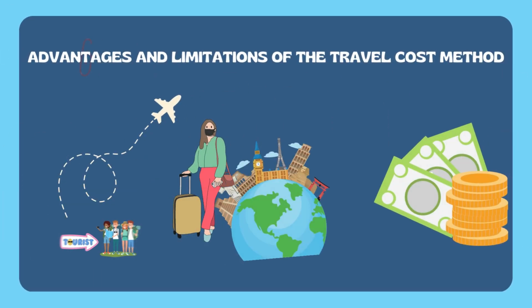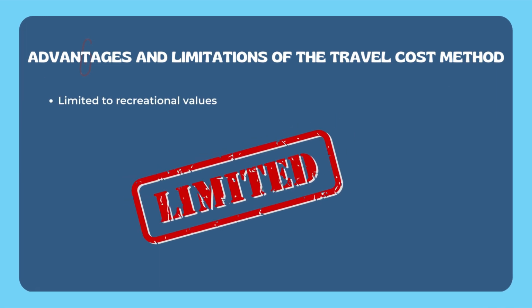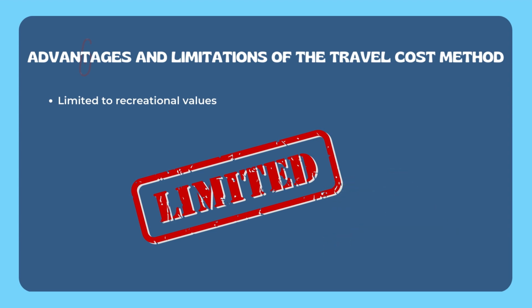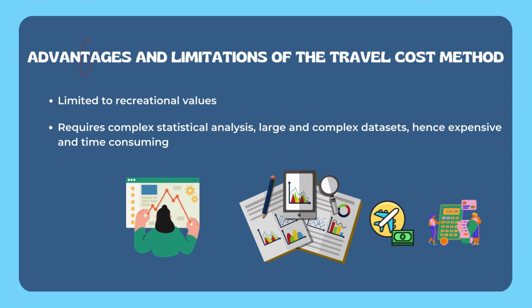Now, the travel cost method also has its own share of advantages and limitations. For example, the travel cost method is limited to recreational values. So you can use it for protected area valuation or a forest area evaluation or a certain garden or public access place that has psychological, recreational, religious or sacred benefit. The second important aspect is it requires complex statistical analysis. It also needs a large and very complex data set. Hence, the travel cost method is a very expensive and time consuming approach.